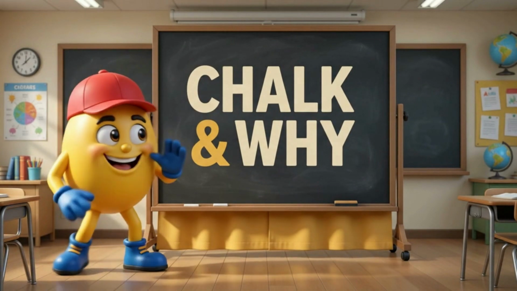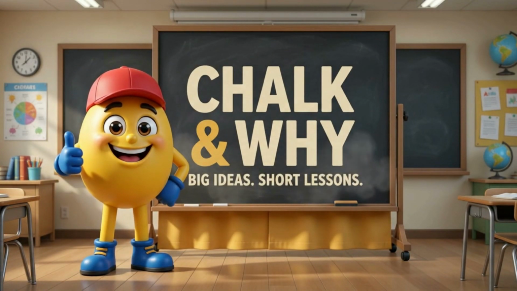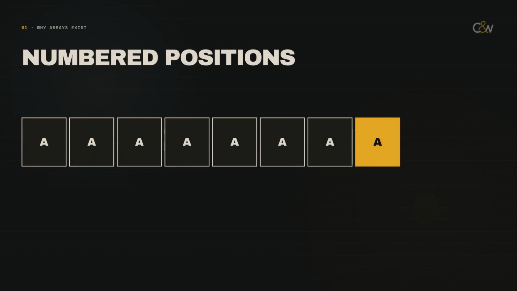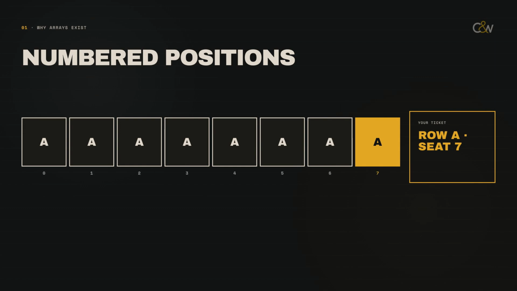Big ideas? Short lessons. Imagine a theater with 100 seats and no seat numbers. Your ticket says, sit in the blue seat. So you walk along the rows, checking one seat after another, hoping to recognize it. Now number every seat. Your ticket says, row A, seat 7. You don't search for that seat. The number tells you where to go. That is the promise of an array.